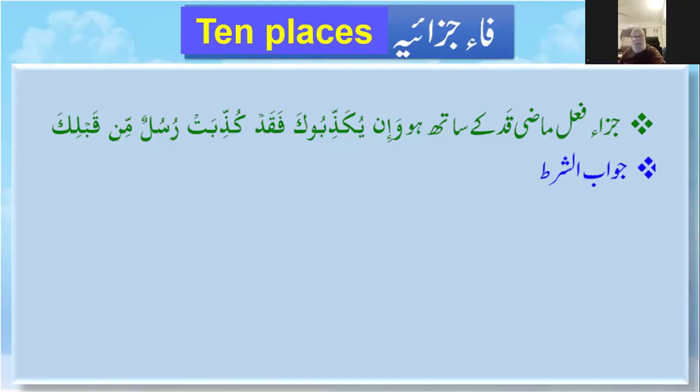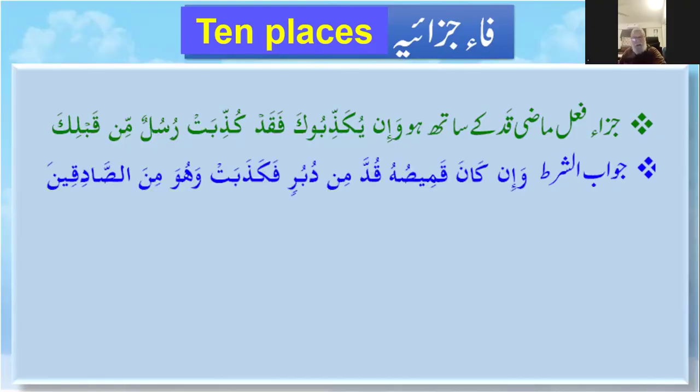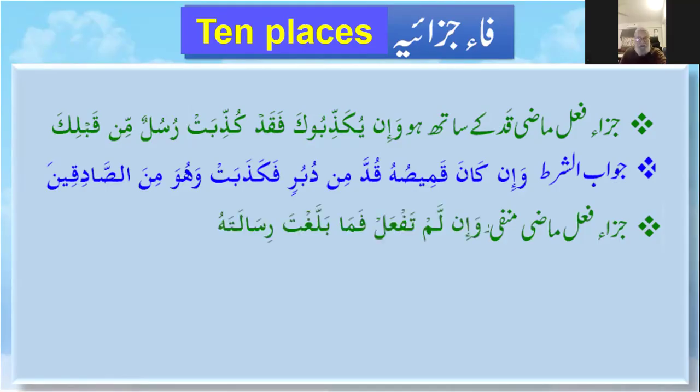And the sixth one is jawabul shart. وَإِن كَانَ قَمِيصُهُ قُدَّ مِّن دَبَرٍ فَكَذَبَتْ وَهُوَ مِنَ الصَّادِقِينَ. Here again the kad is coming in the shape of kudda. Then the seventh one is jaza fail mazi when coming manfi, meaning negation, mazi negation. Wa in lam tafal falam balagta risalat. Wa in lam is taking that it was tafalu. Lam has made it la tafal.